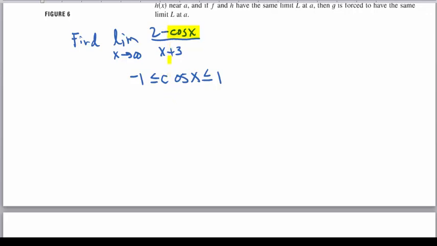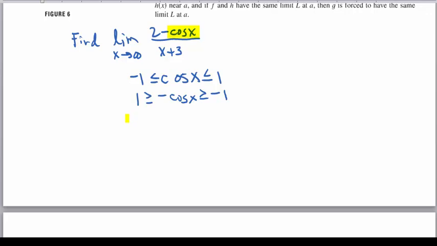So the negative cosine of x, so in other words, I multiply this whole inequality by -1, which would turn this into 1, would turn this into -1, and would turn this into the negative cosine of x. But you remember what happens if you multiply an inequality by a negative sign, it reverses the inequality signs. So this less than or equal to becomes greater than or equal to, and this also becomes greater than or equal to.